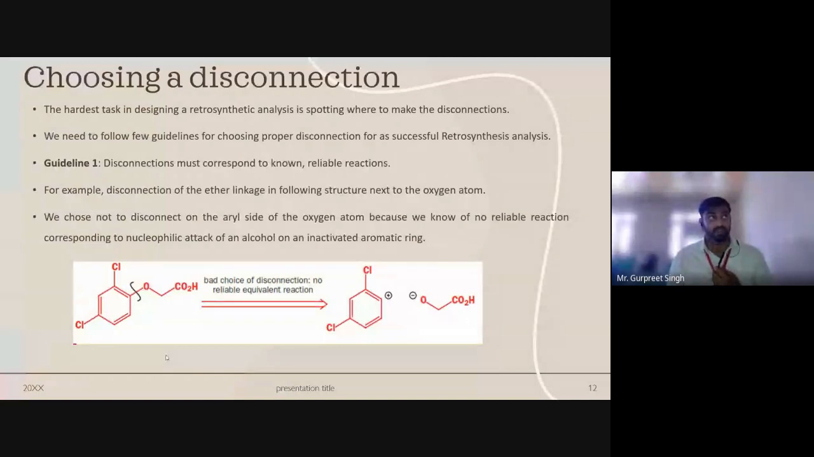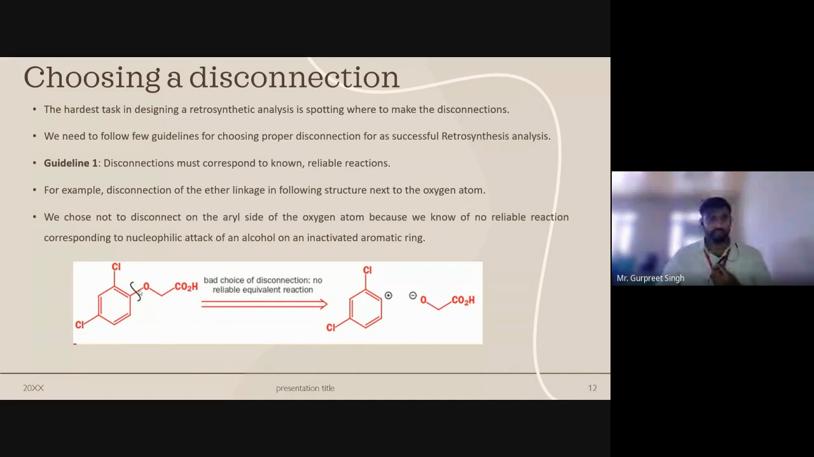So choosing the disconnection is very important. It is the hardest part of designing a retrosynthetic pathway. Spotting the disconnection is very hard, but it is a very important process during retrosynthesis analysis. For this, there are some guidelines which we discuss with examples in the next slides.